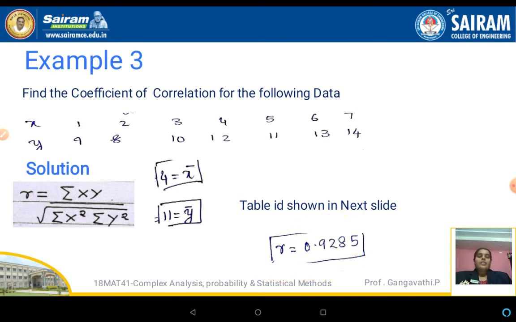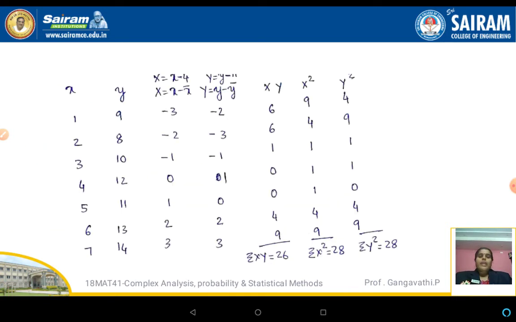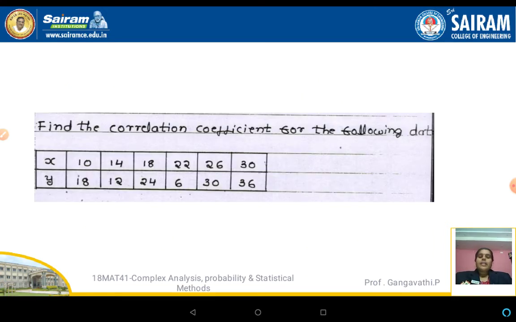0.9285. We know that the value of correlation coefficient r must not exceed 1, and must lie between -1 and +1. So we can conclude that the value we got is right. So let us see another example. Example 3 is done. Now let us see example 4.